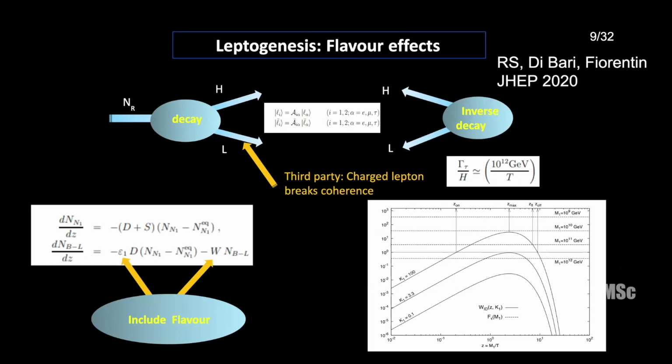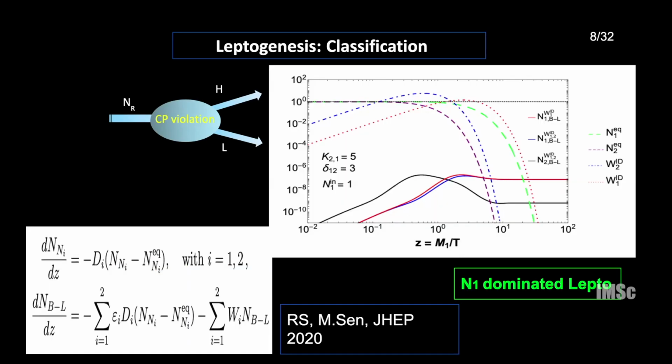What is on the y-axis? I didn't put anything, but let me tell you. This is the lepton asymmetry that you get from different neutrinos. The black one is N2, and this red one is from N1, and these are the inverse decay rates: the red one is for N1, and the blue one is for N2. Because I plot different quantities, I didn't put the label, but actually there is.